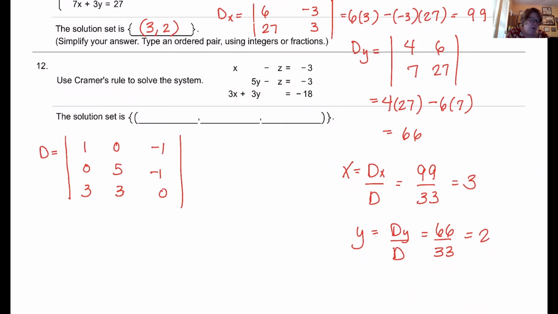The first row should be 1, 0, negative 1. The second row should be 0, 5, negative 1. The third row should be 3, 3, 0.